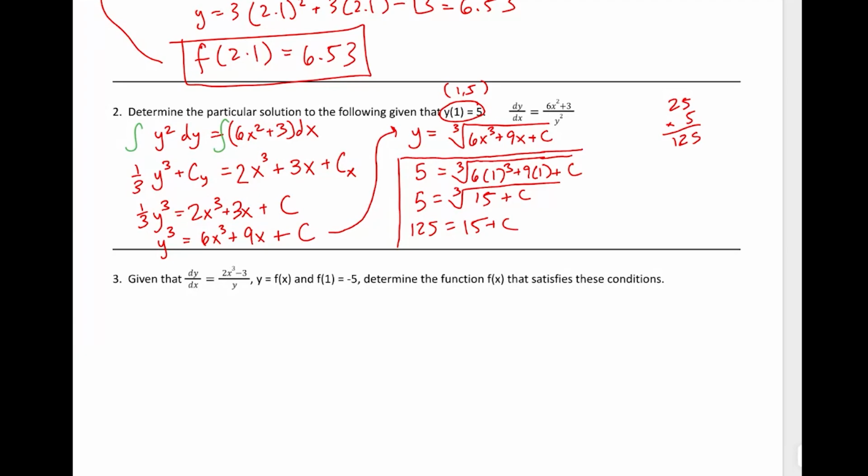Next, we can subtract 15 from both sides, and so I'm going to get c is 110. So now that I know what my c value is, I can go ahead and write my equation and be done with this problem. The particular solution for this differential equation is going to be y equals the cube root of 6x cubed plus 9x plus 110.